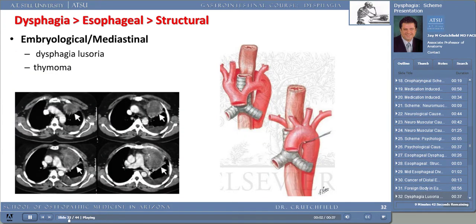Odd rare causes of structural dysphagia. Dysphagia lusoria and thymoma. The CT scan on the left shows a large mass in the anterior mediastinum compressing on the anterior chest, and this in turn causes compression on the esophagus. Dysphagia lusoria is where in these pictures, the right subclavian artery actually wraps posterior around the esophagus. And you can see two different varieties of this congenital embryological anomaly. Uncommon, I've never seen it.